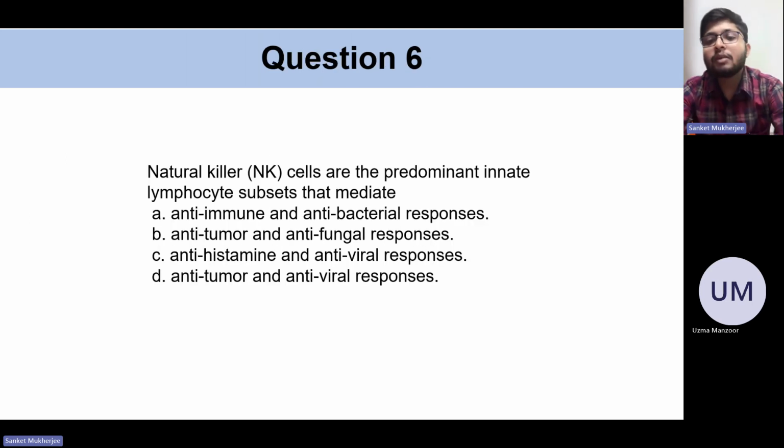So let's come to the next question. Natural killer cells are the predominant innate lymphocyte subsets that mediate: A, anti-immune and antibacterial responses; B, anti-tumor and antifungal responses; C, antihistamine and antiviral responses; or D, anti-tumor and antiviral responses. I'll give you a minute to think and then we'll discuss the answer.